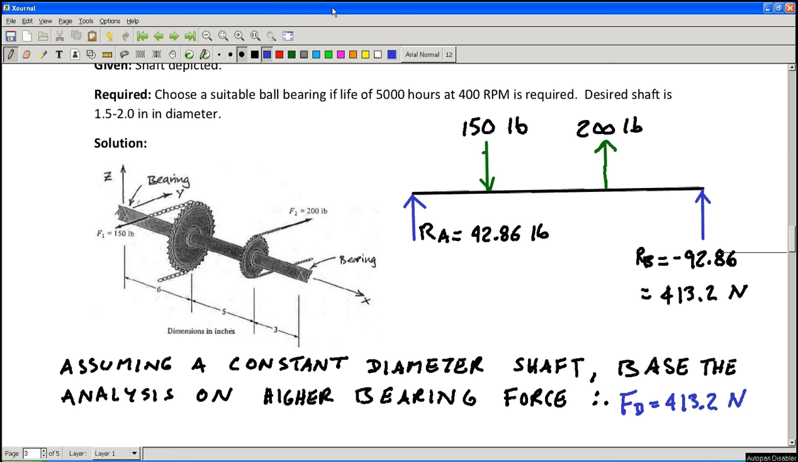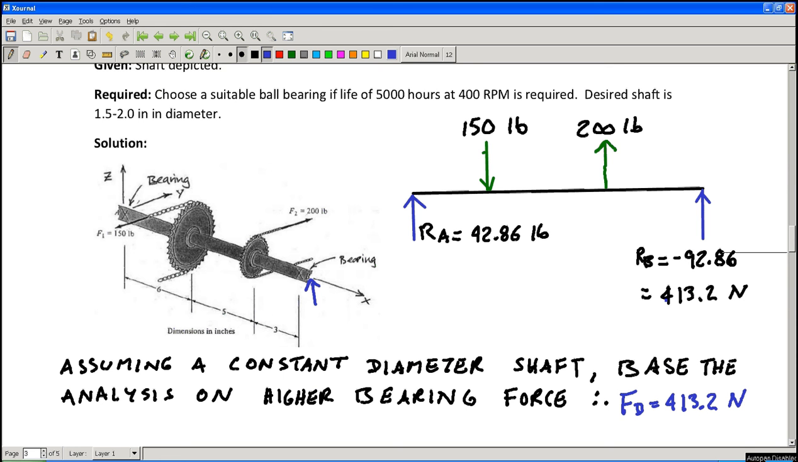Okay, in this problem, we are once again solving for bearing size. This time there's a little bit of statics involved, and we've got to make some assumptions about the actual design intent in the shaft itself. I've already run through the statics and determined that the bearing at B over here has the higher load. It's got about 92.86 pounds in it, which is about 413.2 newtons.